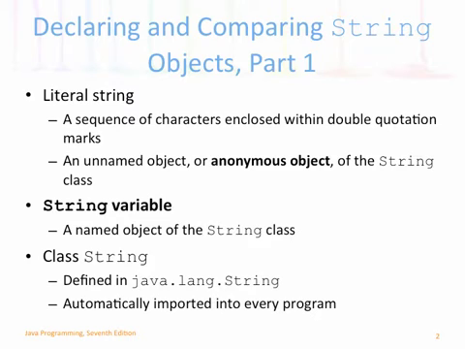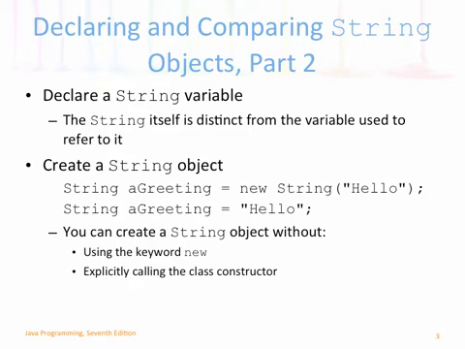A string literal, or a literal string, is any sequence of characters contained in double quotes. A single quotation mark is reserved for one character, but a sequence of characters is enclosed in double quotes. A string variable is an object of the string class. The string class is defined inside java.lang.String, but it's automatically included in every program, so you don't need to import it. To declare a string variable, you start with the word String, followed by the name of the variable.